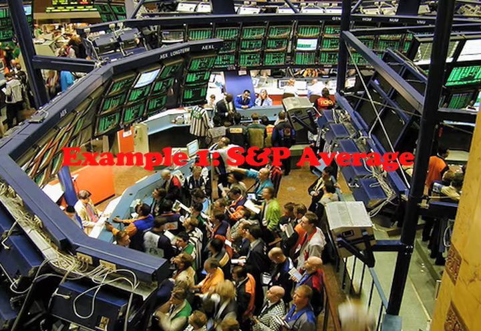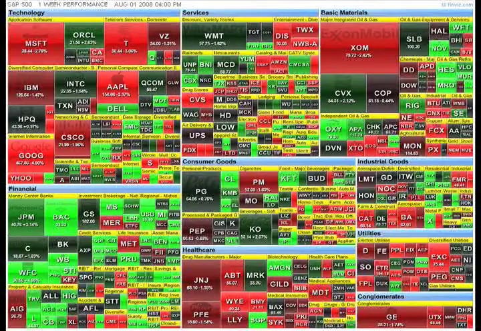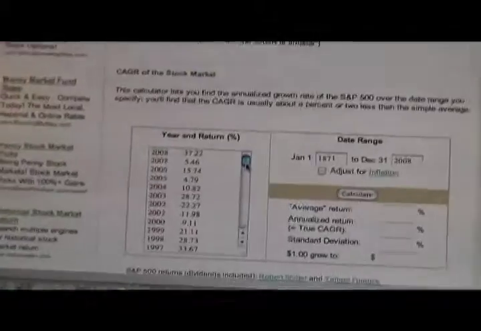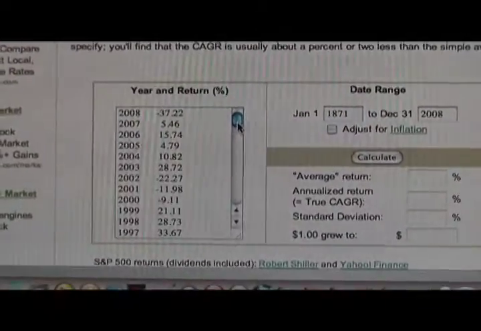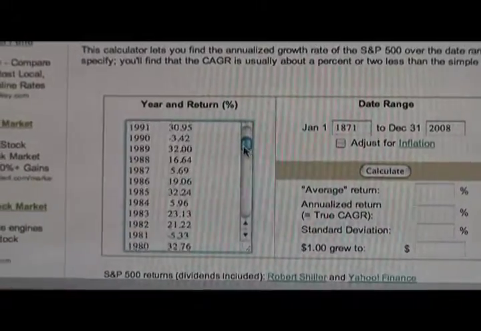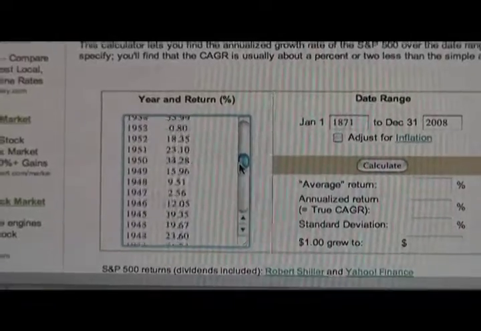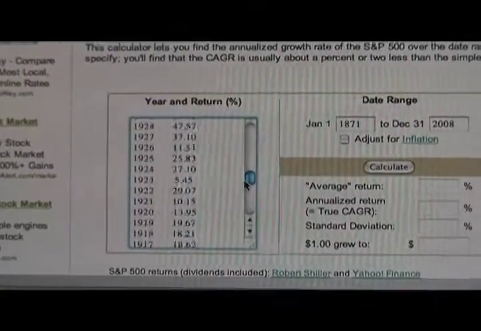Example 1. The S&P average. The S&P 500 is an index of prices for the 500 largest cap stocks commonly traded on Wall Street. For a predictive graph, we will take the CAGR, which stands for Compound Annual Growth Rate, of the S&P average for the past 137 years.